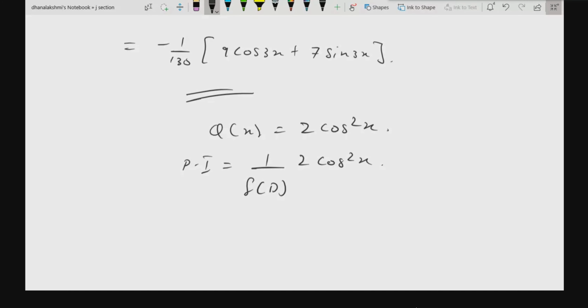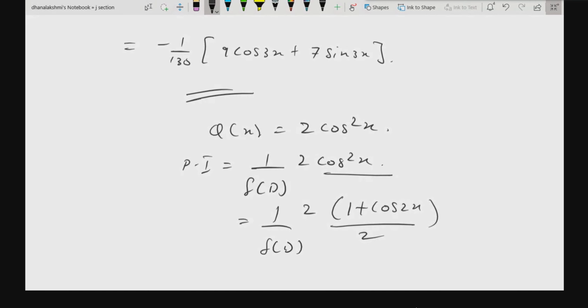What will you do then? 1 minus cos 2x by 2... no, plus. So this cos square 2x, you will write it as 1 plus cos 2x by 2 and 1 by f of d. So 2 and 2 will be cancelled.